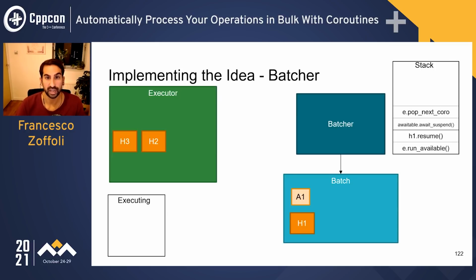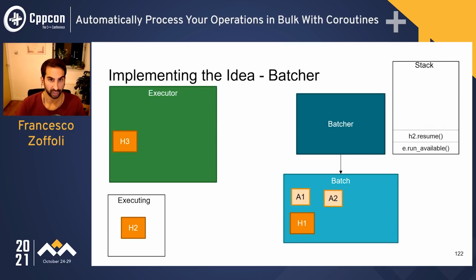The next coro is H2. So await suspend is going to return H2. And at this point, the compiler is going to automatically resume H2, which is going to start executing. And similarly, it's going to call operator call, store the argument, get the awaitable, call await ready, maybe execute, return false because the batch is not ready.